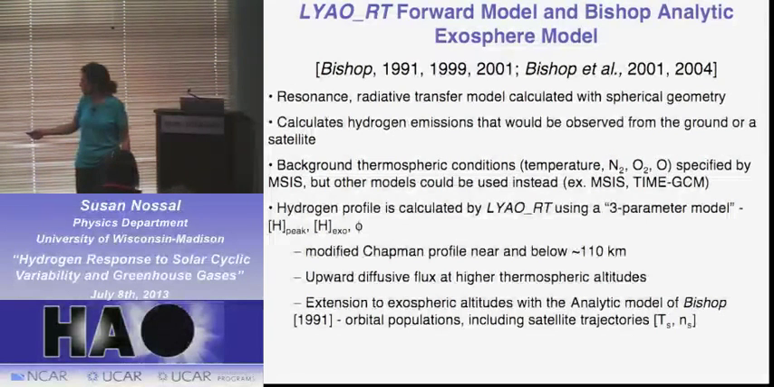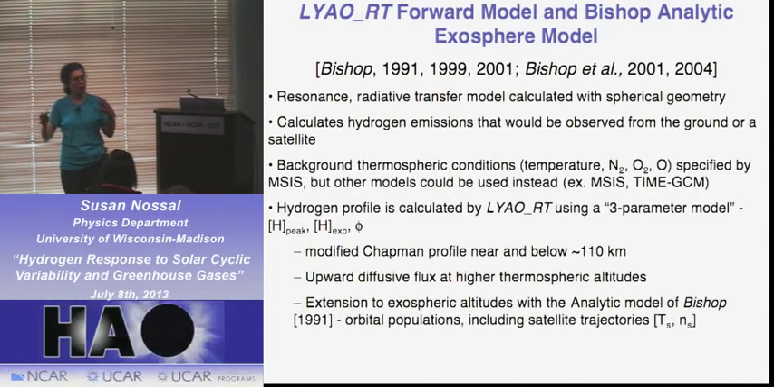And then for the exosphere, there are two additional parameters that help you determine which part of the population of atoms is going on satellite trajectories versus going up and coming back down on a ballistic trajectory.